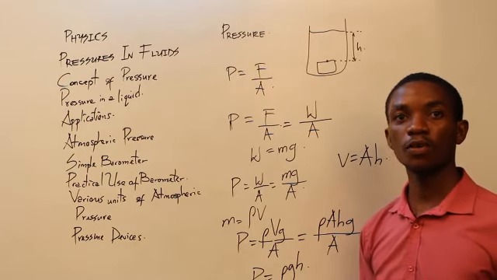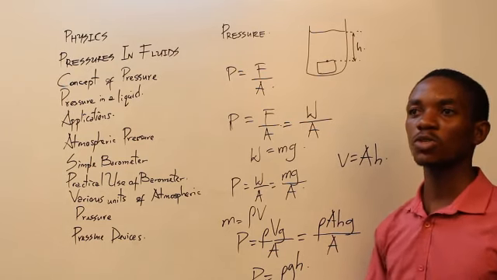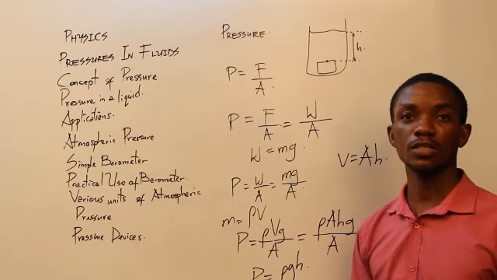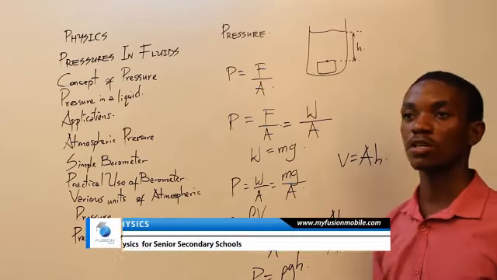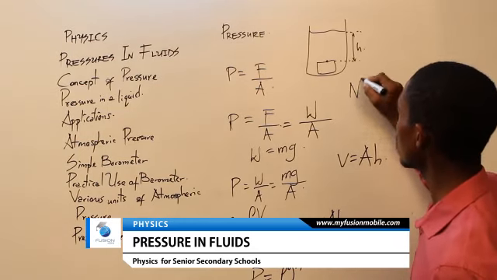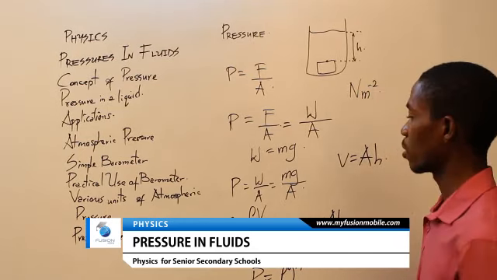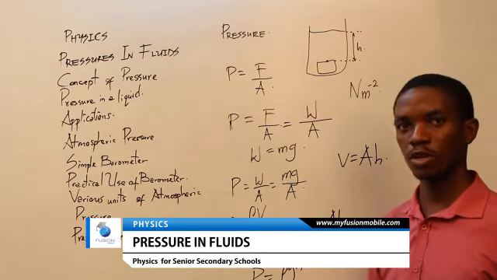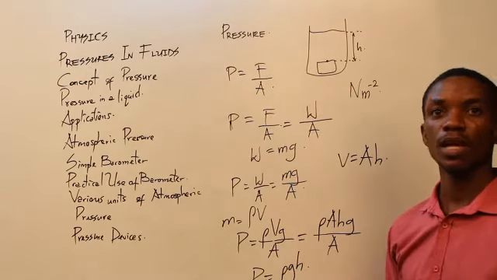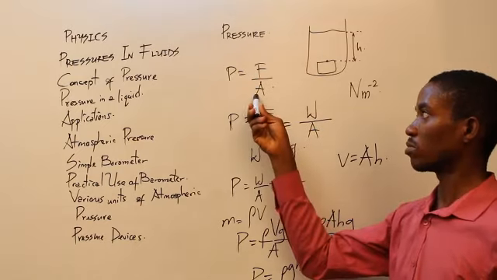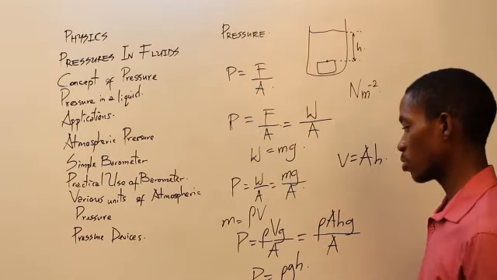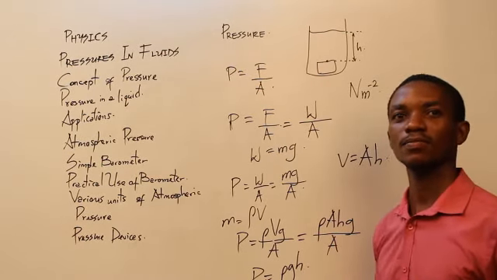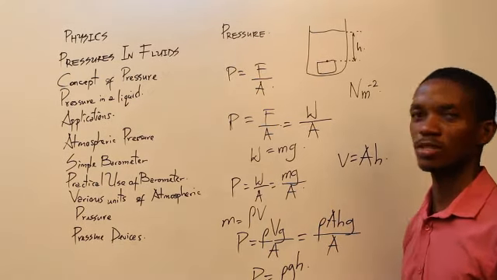When it comes to units for pressure, we have several units that we use to represent pressure, but the SI unit for pressure, the international standard unit, is Newton per meter square. Of course, you know newtons come from force, and meter square comes from area. If you want to confirm whether our formula would get there, I'd like you to try that. We'll look into that later in the lesson.